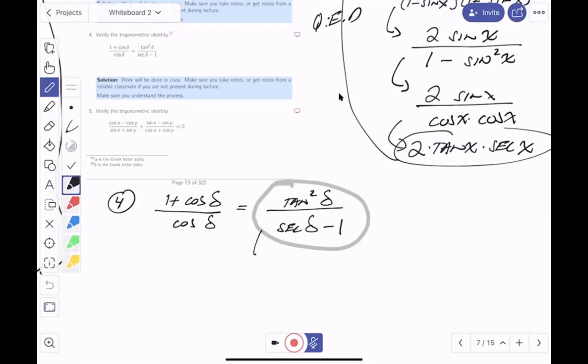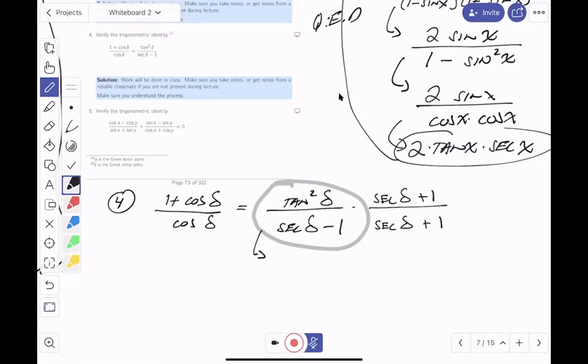All right. Now, I'm hoping that this thing simplifies quickly, but sometimes they don't. Sometimes it takes a long time to get there. You take a wrong path. You can always erase and try again. So I'm looking at it. I'm going to multiply the bottom by the conjugate. So what's going to be secant delta plus 1, secant delta plus 1.